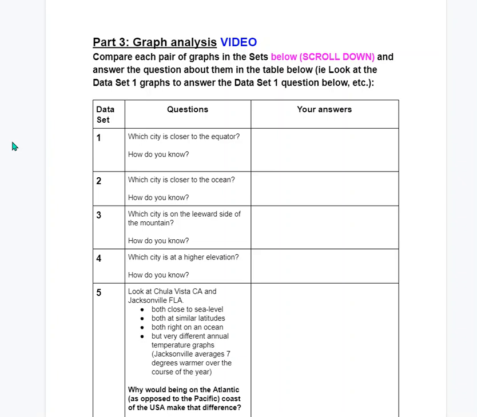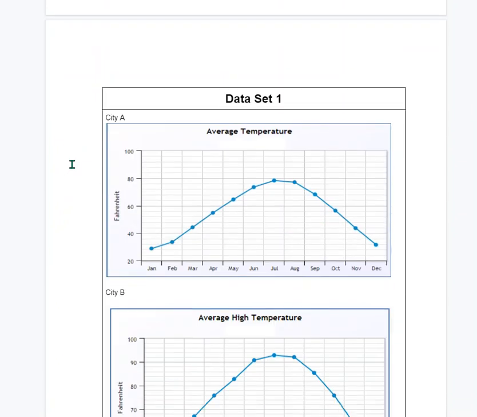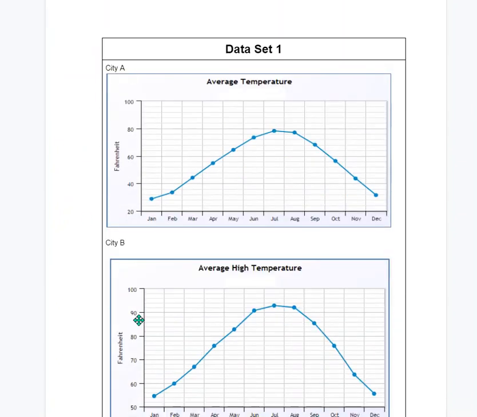Okay, part 3, graph analysis. Compare each pair of graphs in the sets below and answer the question about them in the table below. So we're going to start with data set 1, and I'll scroll down here and show you that. Data set 1, city A, city B.